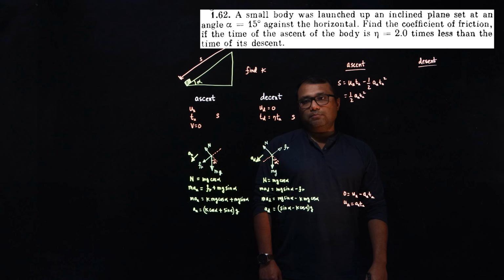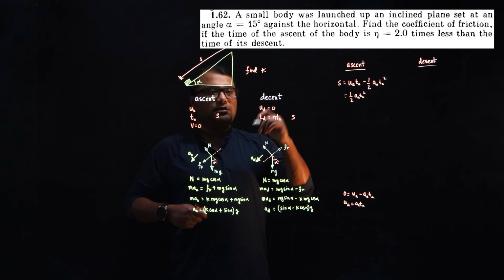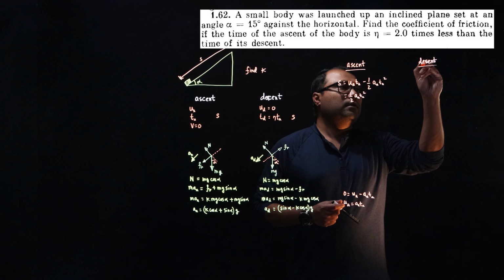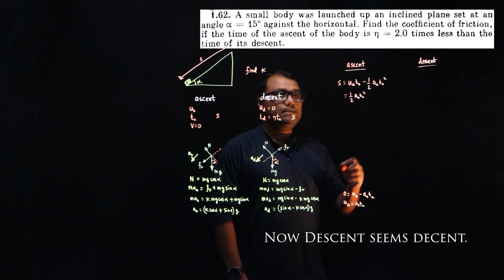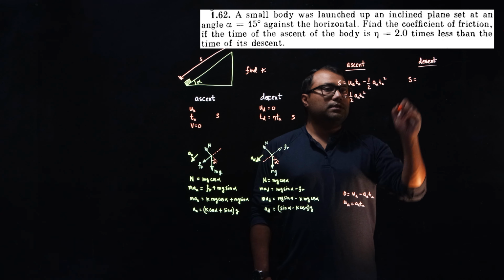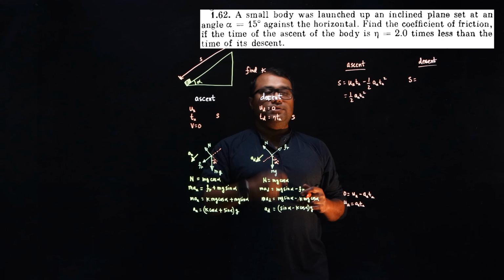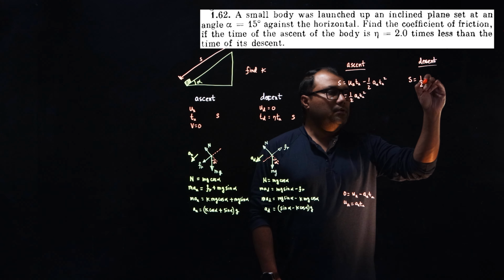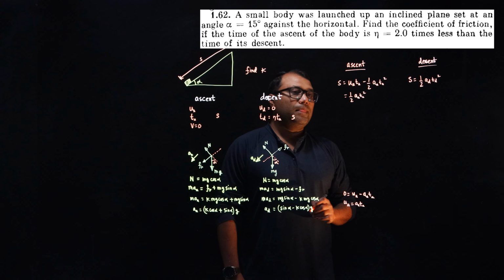Now in the descent, what's the spelling of descent, by the way? D-E-S? D-E-S-C-E-N-T. Sorry about that.